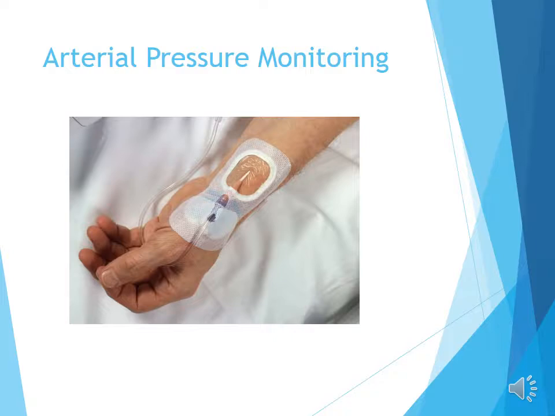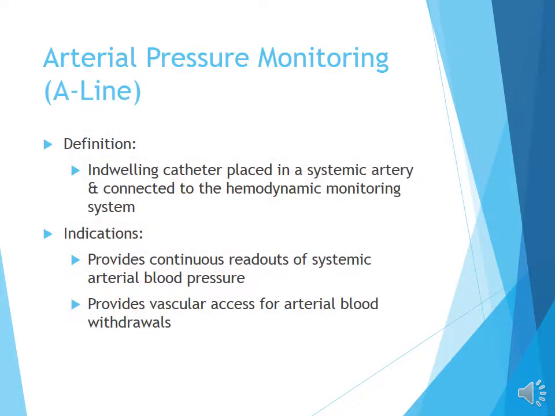Next, we're going to go over arterial pressure monitoring, and this is just an example of what the art line will look like on your patient. Arterial pressure monitoring. So the definition is an indwelling catheter placed in a systemic artery and connected to the hemodynamic monitoring system.